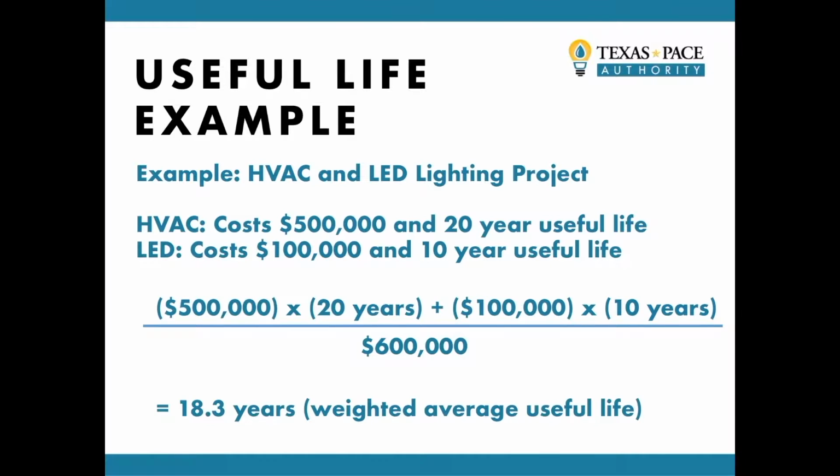So to calculate the weighted average useful life, you multiply the $500,000 of the HVAC times the 20 years, add that to $100,000 times 10 years for the LED system, and then divide the total by the total cost of the project, in this case $600,000. When you do that, you calculate a weighted average useful life of 18.3 years, which essentially means that the limit on the financing term for this project would be 18.3 years. Or in other words, we're not going to allow the PACE assessment term to exceed that weighted average useful life.